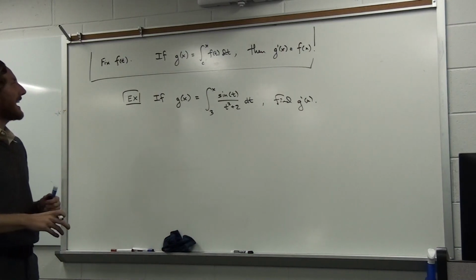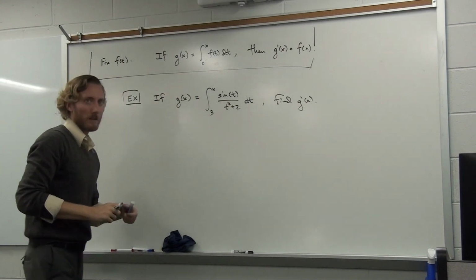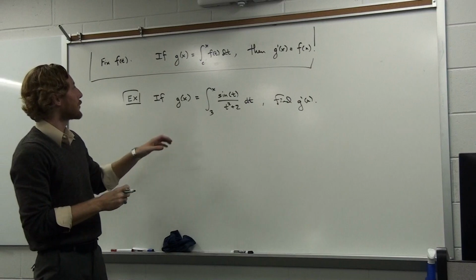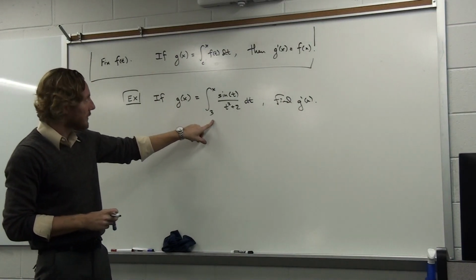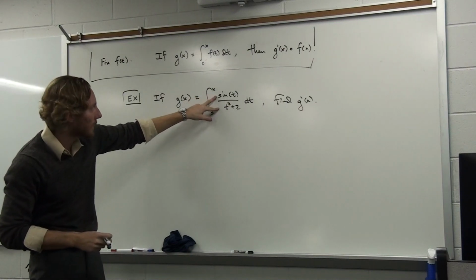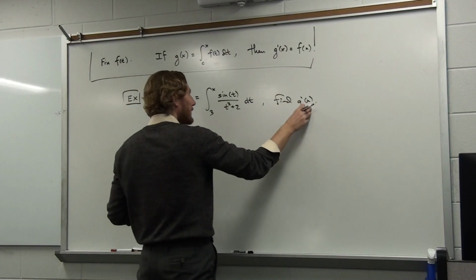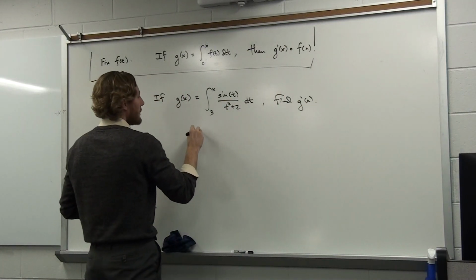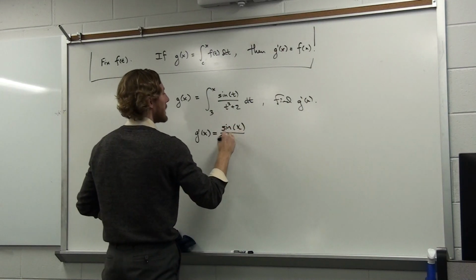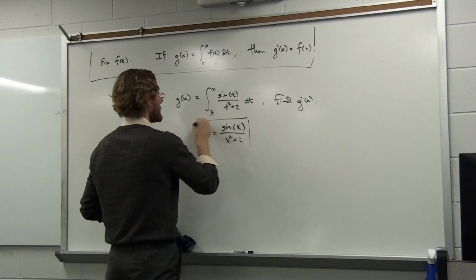This is actually a direct example related to our situation. Because you see, we're trying to take the derivative of this integral function, which is between a constant and x of some function of t. Well, the long story short here is that the derivative gives you back what's inside, and the derivative would be sine of x over x squared plus 2.